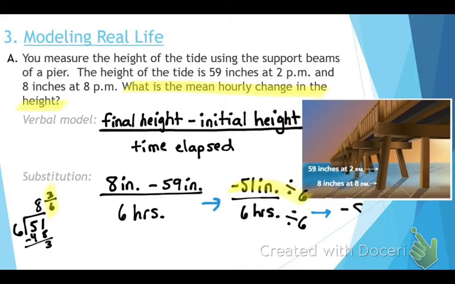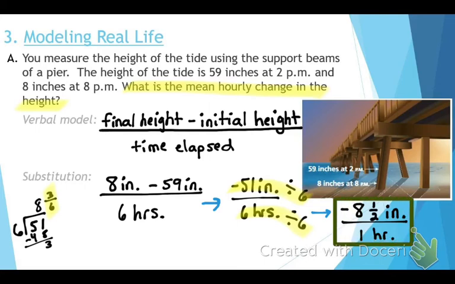So we're going to have negative 8.5 inches per, and what would 6 divided by 6 be? 1. Anything divided by itself always equals 1, per 1 hour. So that means every hour, it's dropping 8.5 inches. That's why this is a negative, because it helps me to see it was 59 inches. It kept getting lower and lower and lower. It's going down 8.5 inches per hour.